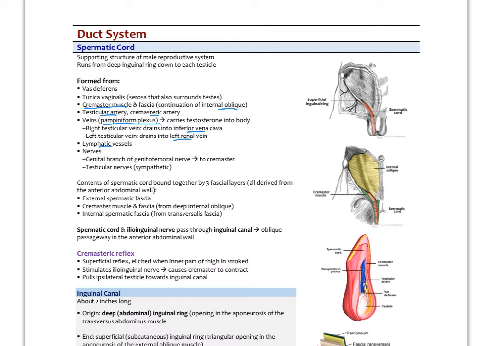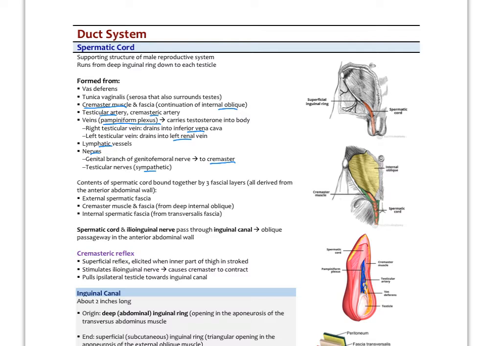There are lymphatic vessels in the spermatic cord, and then different nerves. In particular, the genital branch of the genitofemoral nerve. This comes from your lumbar plexus, part of your somatic nervous system, and that's going to innervate the cremaster muscle. And there are testicular nerves that are sympathetic from the plexus up around, coming from T10 to L2 in that region. The contents of the spermatic cord are all bound together by 3 fascial layers.